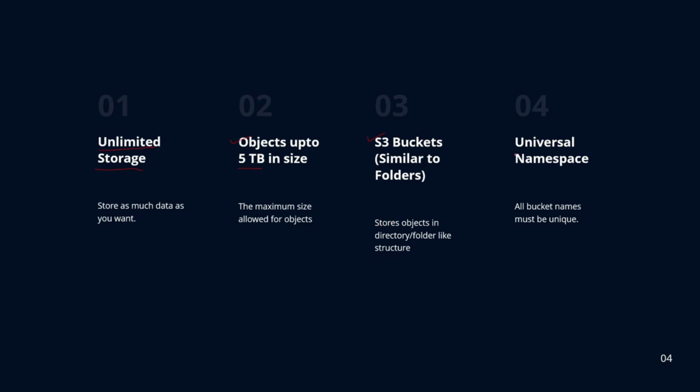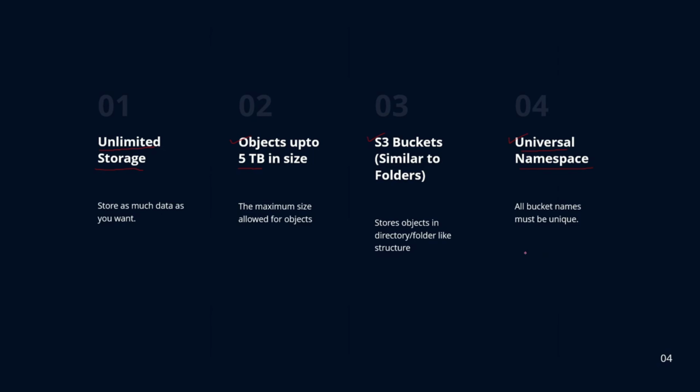A very important thing to remember is that S3 buckets have a universal namespace, which means all bucket names on the AWS platform must be unique. This does not care about your region, so nothing is region specific. Everything is global, that is universal, when it comes to namespaces, that is, bucket names.